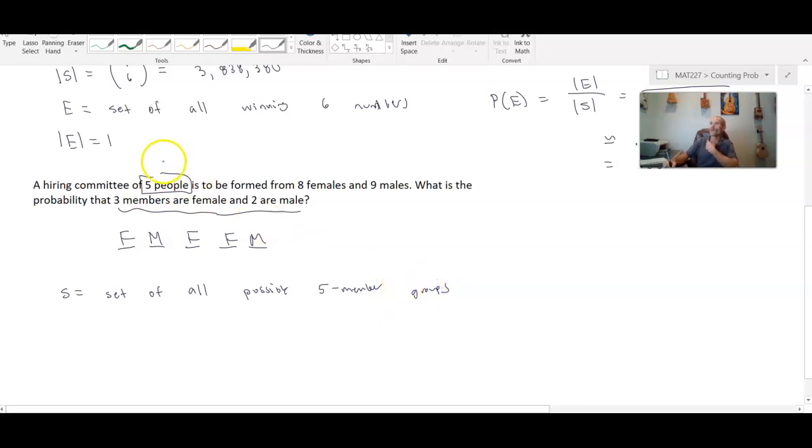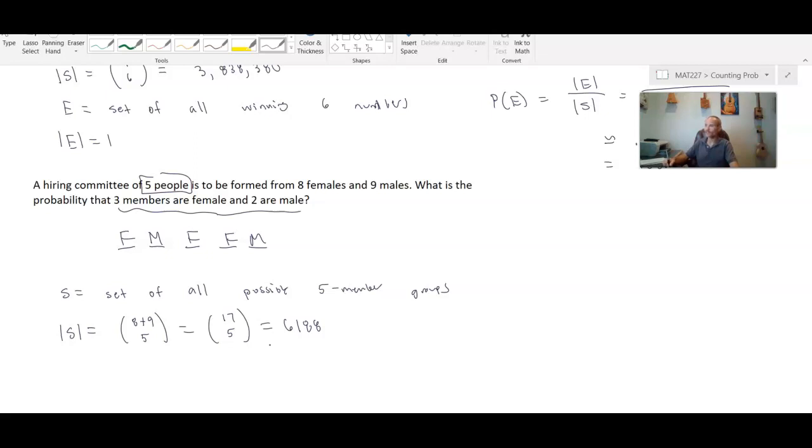Okay, now the event that we want to occur is to get 3 that are female and 2 that are male. But if this is going to be done somewhat at random, then the number of ways in which that could occur is to say from the 17 people, so we have the 8 plus 9, from those 17 people, we're going to select 5. So that's really just 17 combination 5, and that comes out to 6,188 possible 5-member groups that we could form out of 17 people.